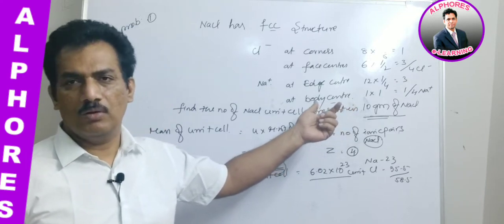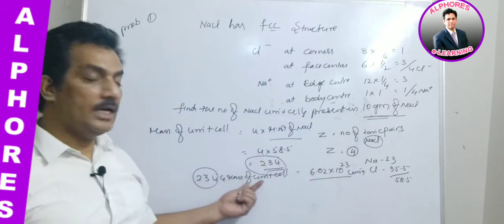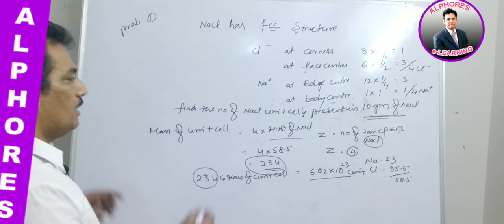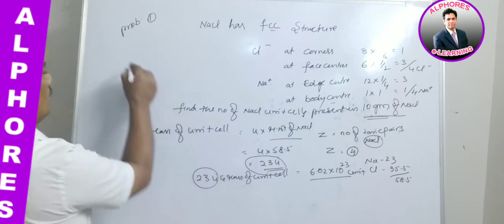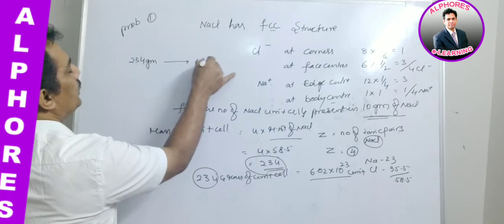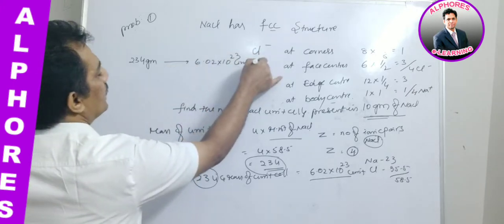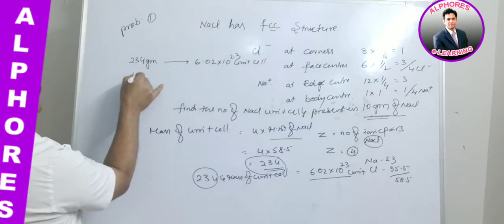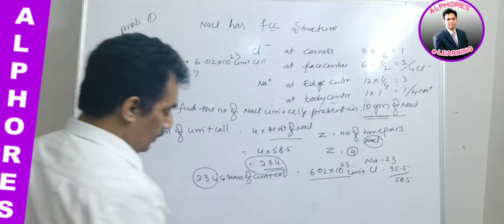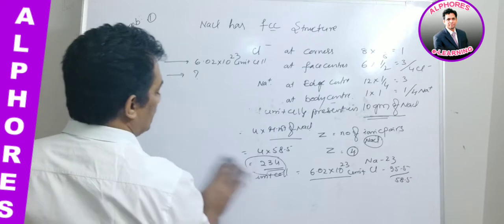Already in previous sessions we solved some numericals related to this, is it not? After getting this, we consider the gram mass of that unit cell, where we assume Avogadro number of unit cells are present. So now the question: when 234 grams have 6.02 into 10 to the power of 23 unit cells, in 10 grams how many are present? I think now you are able to solve the question. It is just the remaining calculation.